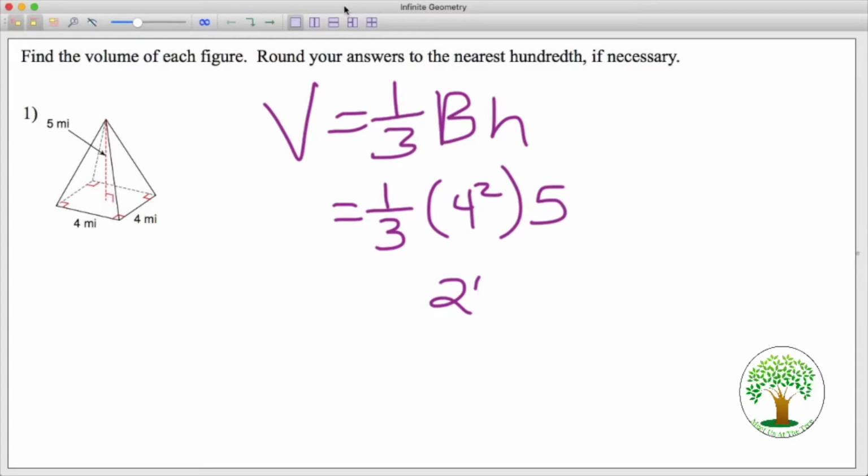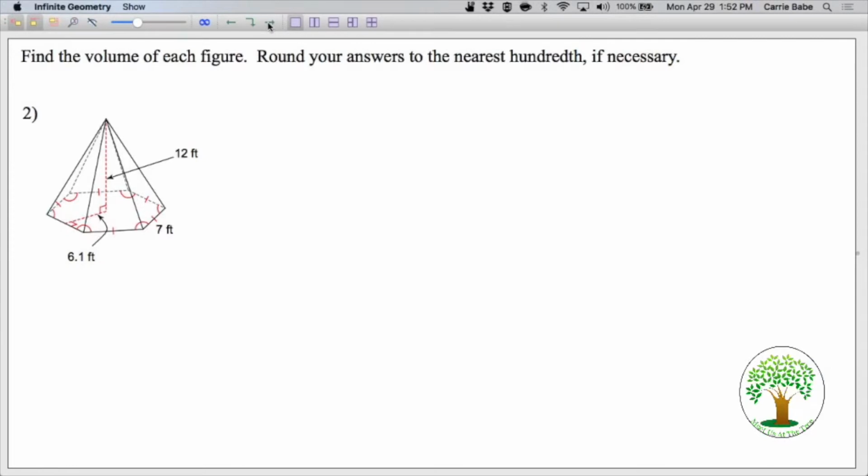26.67. You need 2 decimals. 26.67 cubed. Wait. We're still going to find the volume. We're still going to round to the nearest hundredth if necessary. What shape is the base? Hexagon. How do you find the area of a hexagon?